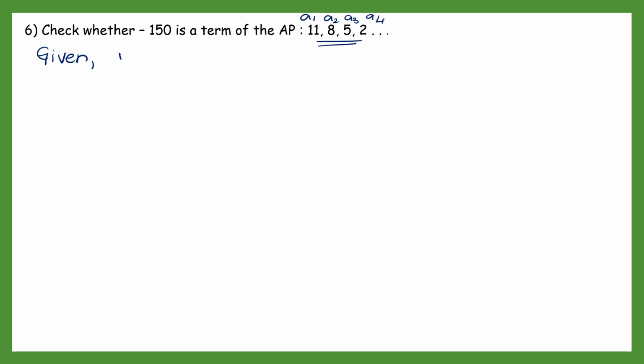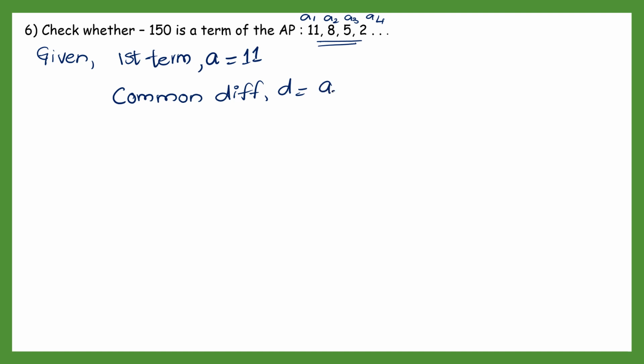So the first term of the arithmetic progression, we can call it A or A1, is 11. It is an arithmetic progression, so we can find the common difference. Common difference D is what? A2 minus A1. So 8 minus 11. We get minus 3. Now we need to check if minus 150 exists in this arithmetic progression or not.